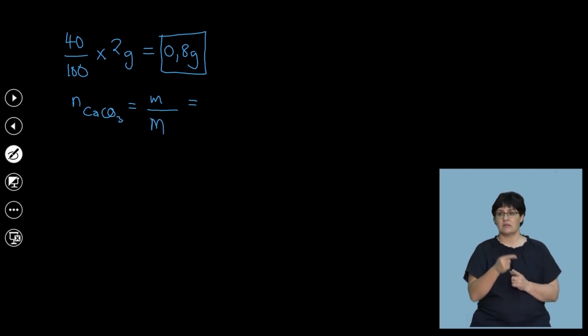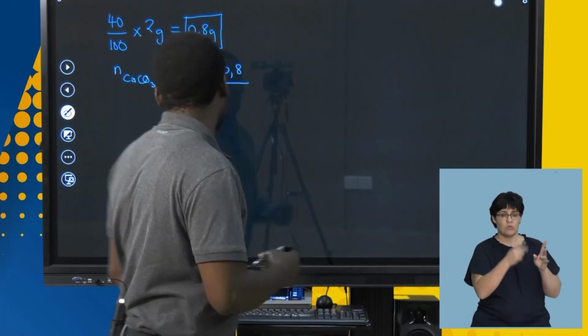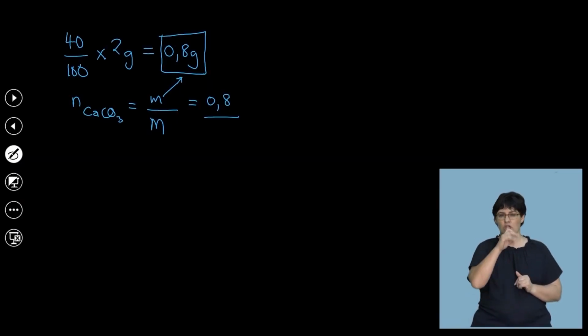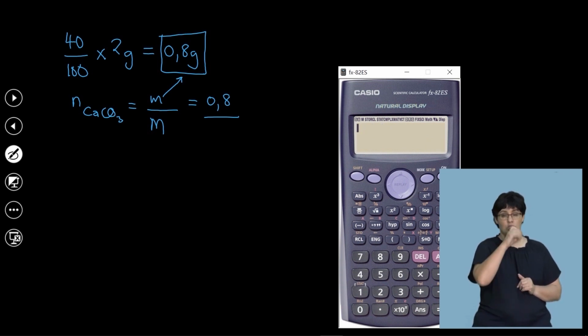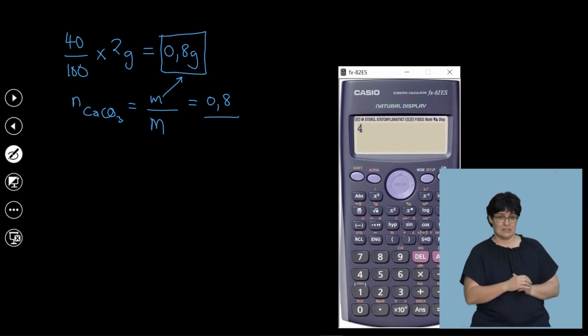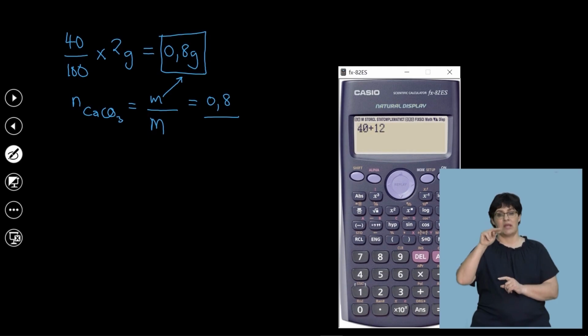So the mass is, we've managed to determine the 40% in the 2 grams. So this is 0.8 divided. Now we need to go to the periodic table to be able to determine the molecular mass of the calcium carbonate. So calcium is 40. Okay, let's quickly add that. So calcium carbonate is 40, calcium is 40, plus the carbon, which is 12, plus the oxygen, which is 16.